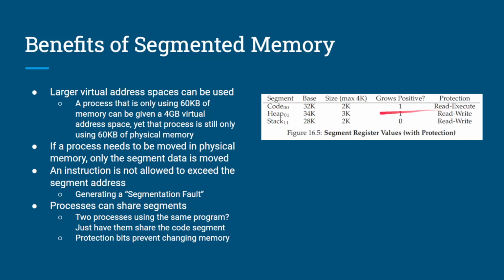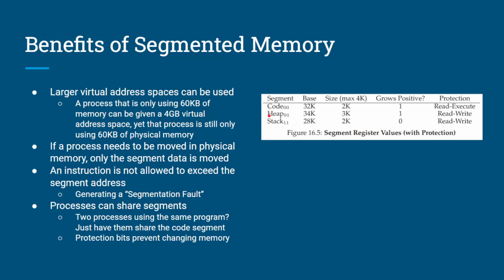with some extra information. So we've added a fourth field to our base and bound. We have the grow positive field, and now we have a protection field. This protection tells what you can do with that memory, and each instruction is checked to see if it matches this particular protection. So if an instruction tries to write to a virtual address that's in the code segment, a segmentation fault would happen because you cannot write. You can only read or execute.